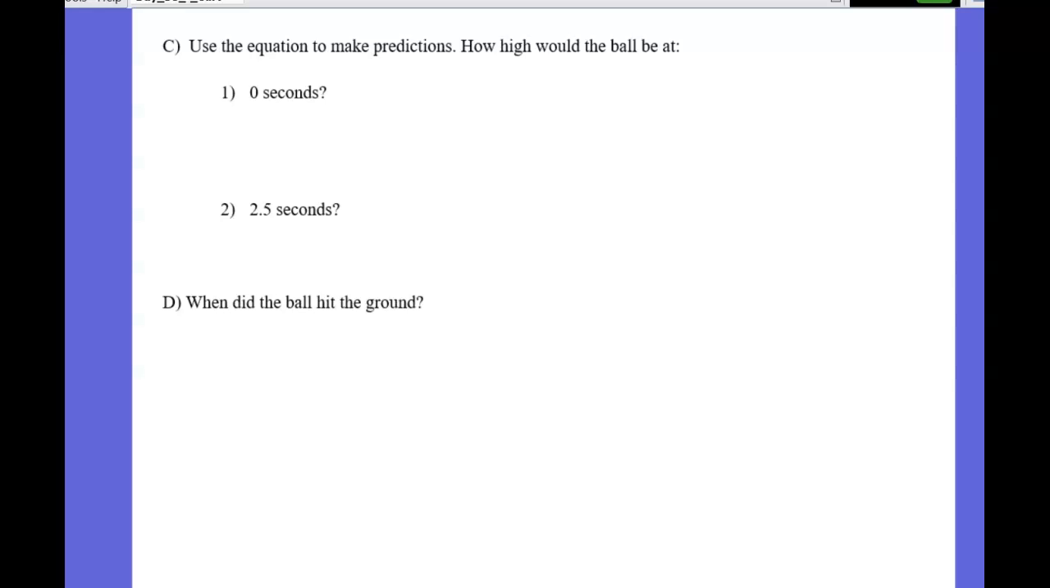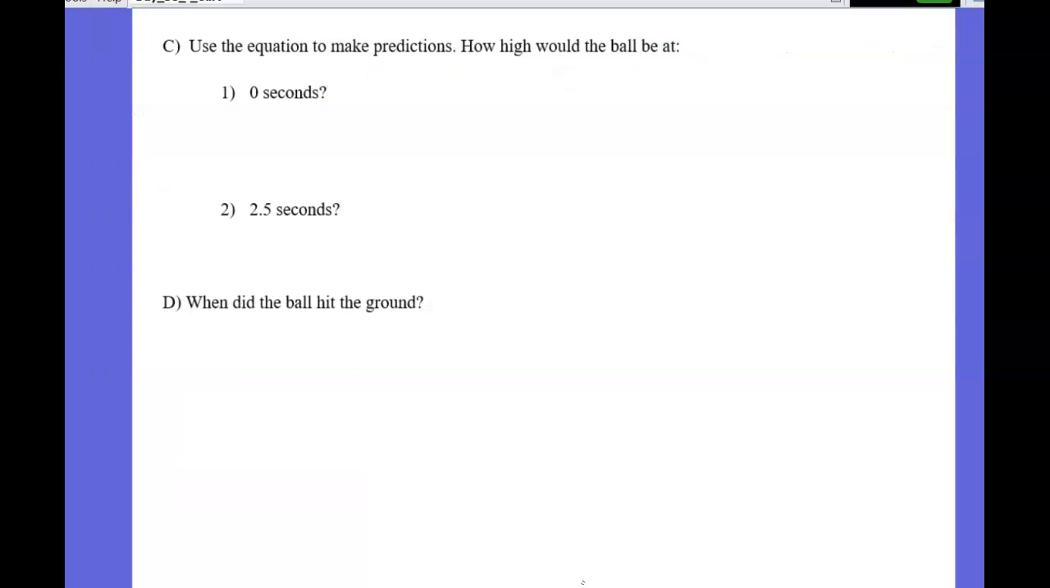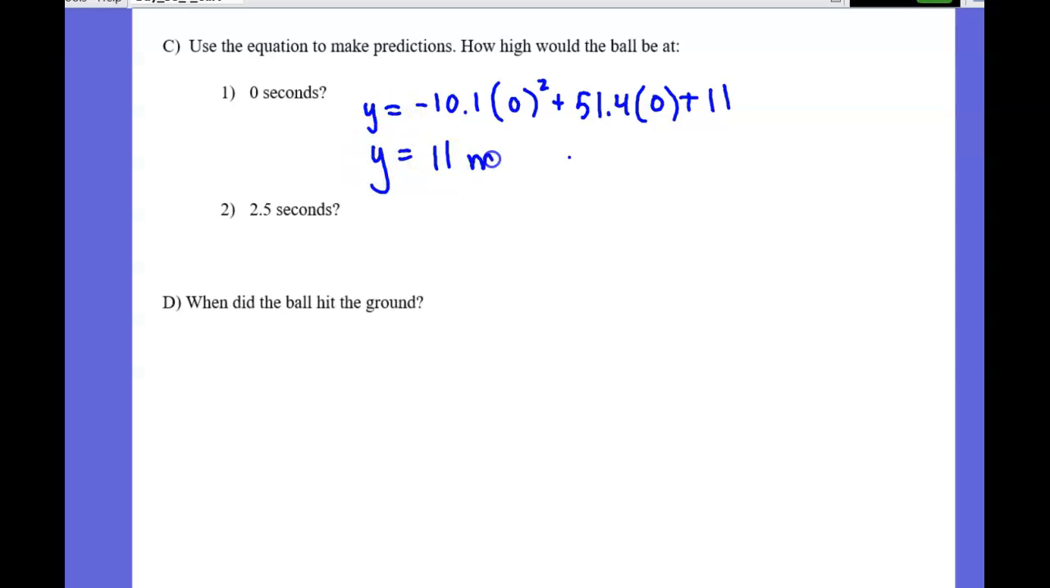All right, we can then use that curve of best fit to make predictions. If we want to see how high the ball would be at 0 seconds, all we have to do is type it in. You can use Desmos to do it, or you can just calculate it. In this case, our y is equal to negative 10.1 times 0 squared, plus 51.4 times 0, plus 11. If we calculate that out, y is equal to 11. So it's 11 meters.